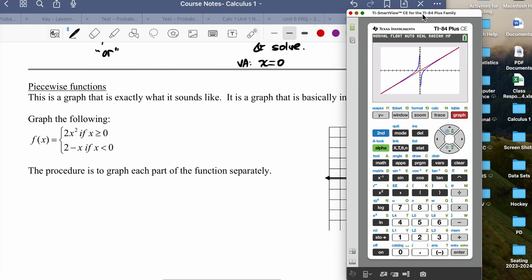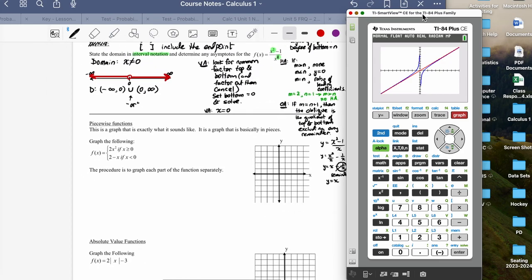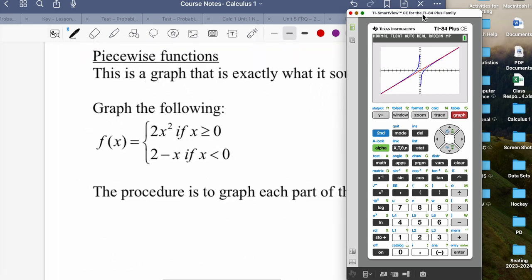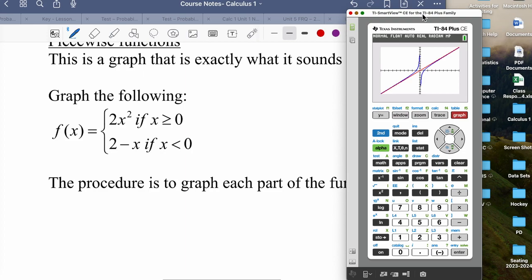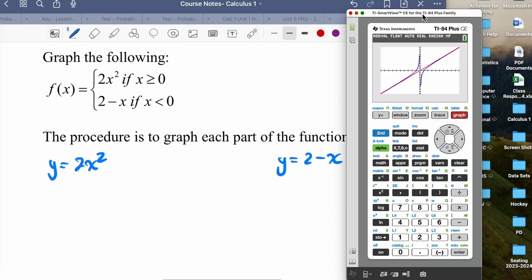Graph each part of the function separately. So I look at it just like I did here with the oblique, is I'll look at it like two separate equations, y equals 2x squared and y equals 2 minus x. All right, you could use a table approach if you want. You could also, I call it graphing and erasing. You graph the function and just get rid of all the stuff that you don't want, right?